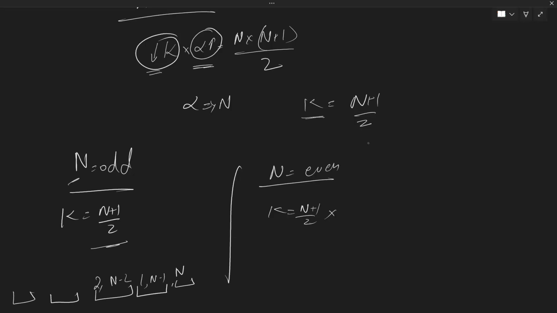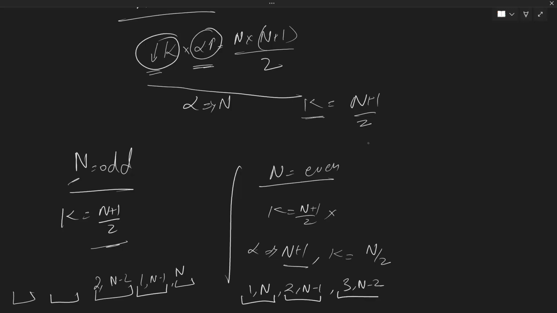So what is the next thing? Instead of having alpha as n, we'll have alpha as n plus 1. If you place alpha as n plus 1 in this equation, you'll get k as n by 2. And it turns out this is also possible. We'll pair up 1 and n, 2 and n minus 1, and so on. 3 and n minus 2. Every subarray of size 2 has sum n plus 1, and you'll have n by 2 such subarrays. Is it clear?